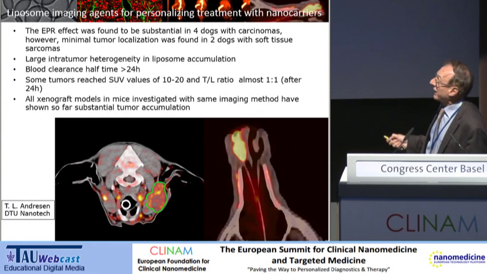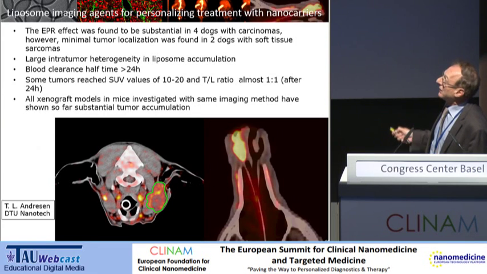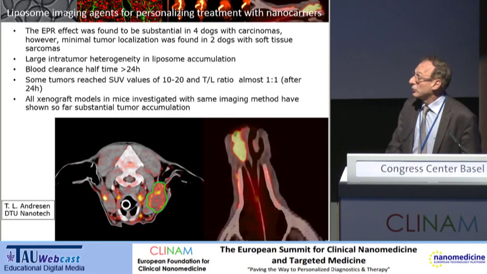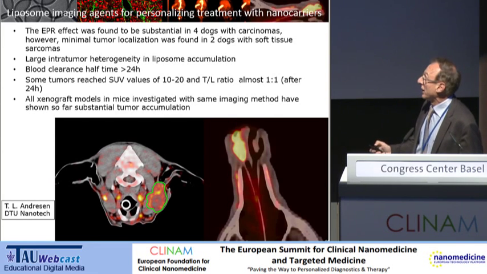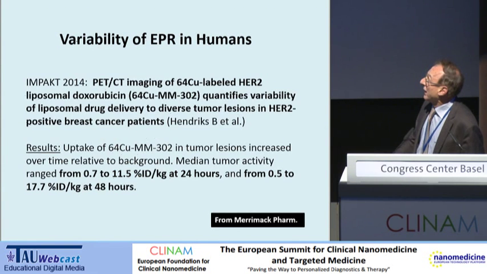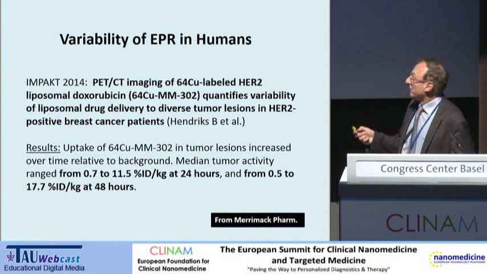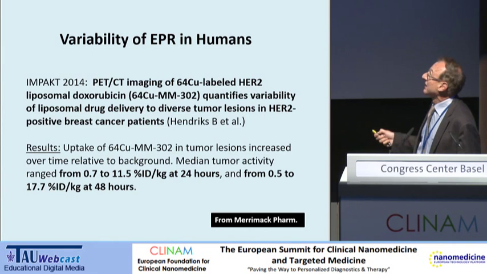Andresen shows again that also in spontaneous dog tumors, some reach very high SUV values, but others do not. In 4 dogs there was substantial accumulation, but in 2 dogs there was no substantial accumulation. So, recent, and maybe this will be one of my last slides, we also already know today that even by PET imaging there is variability of EPR effect in humans.